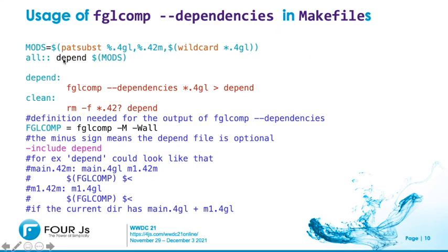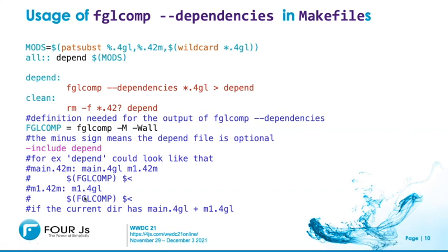Only if the depend rule has been called, then fglcomp --dependencies creates this file and then make knows the right dependencies. And you see a sample: if you have a file called main.4gl and it depends on a file called m1.4gl, if you have an import in main for the m1 module, then fglcomp --dependencies would create this dependency and have this in the depend file.